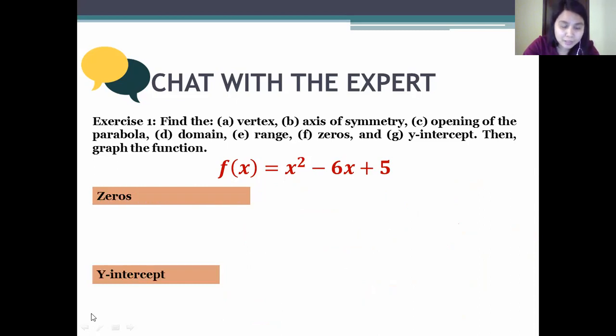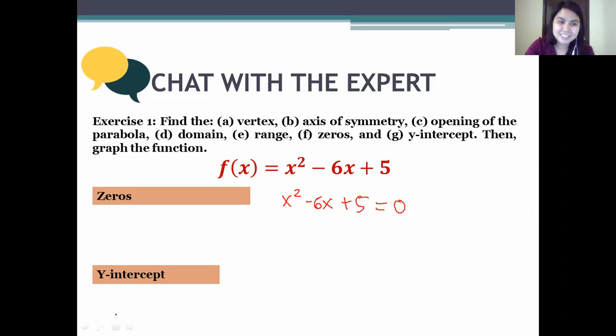Next, let's go to the zeros. Remember, I told you a while ago, the zeros are the roots. So we will find for the roots. We have x squared minus 6x plus 5 equals 0. Now in the chat box, I'll give 2 points to the one who can give me the factors of x squared minus 6x plus 5. The first one to tell me the factors of this.